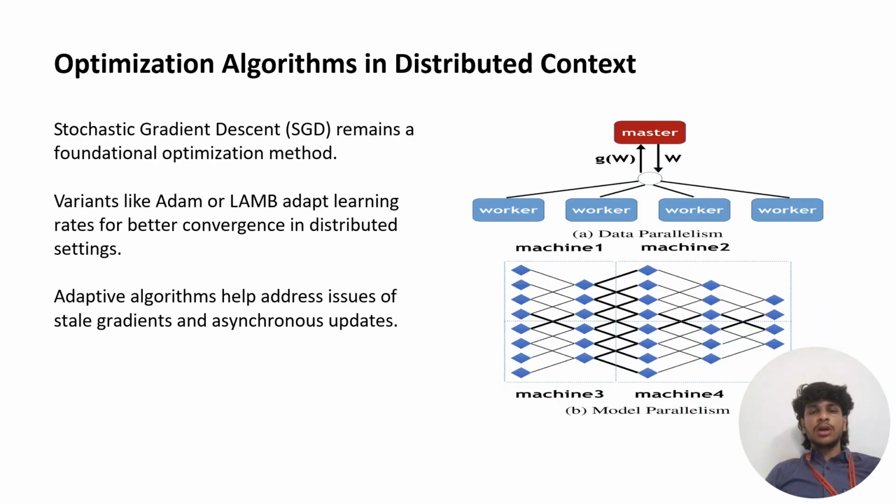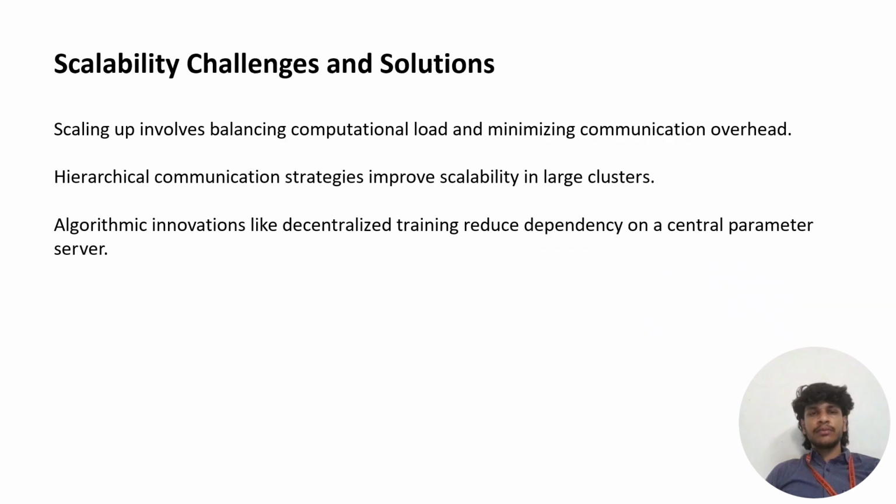Then optimization algorithms in distributed context. Stochastic gradient descent (SGD) remains a foundational optimization method. Variants like Adam or LAMB adapt learning rates for better convergence in distributed settings. Adaptive algorithms help address issues of stale gradients and asynchronous updates.